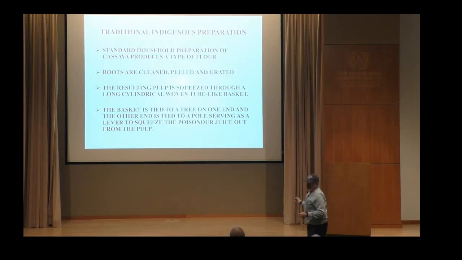A type of flour. Roots are cleaned, peeled, and grated. Pulp is squeezed through a long cylinder, a woven tube-like basket. It's called a tipiti. And the basket is tied to a tree on one end. And then they do a little muscle work and they get the stuff out. That's a lot of work. And it must have taken a long time to figure out that that's what they had. Exactly. And how many people died? Because mistakes are made. Okay?